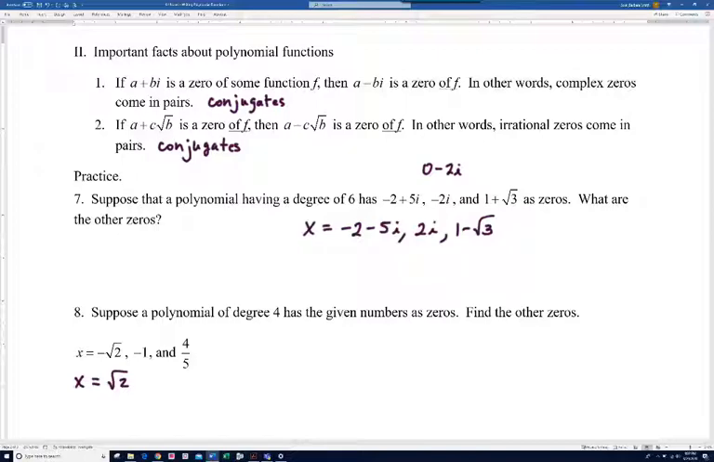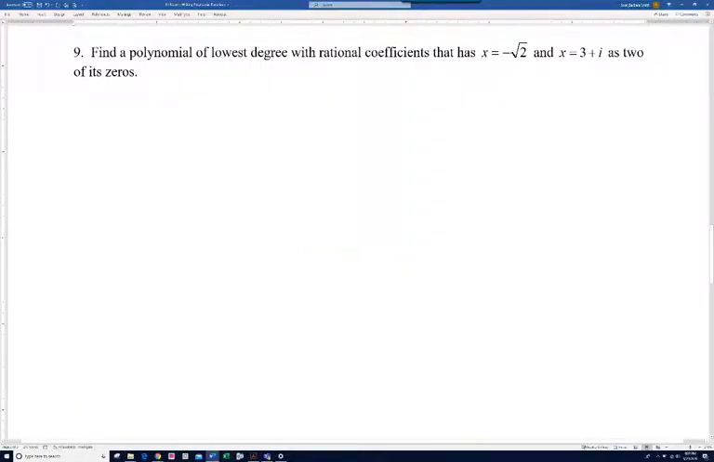There may be some problems where they don't give you all the zeros, but if they give you a situation like 7 or 8, you're supposed to know that these types of zeros come in pairs, and if you're missing one of them, you've got to make sure you include it. All right, so let's move on to number 9. This will be our last problem.